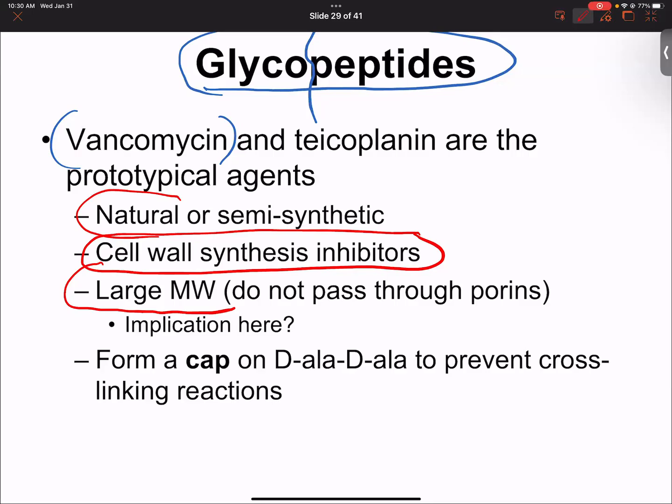Mechanistically, a drug like vancomycin is the equivalent of a ball cap for D-alanine, D-alanine. It sits right on top of that C-terminal aspect of forming cell wall, and by virtue of its presence, the C-terminus can't get into the active site of the penicillin binding protein, and it can't get acted upon by the serine residue.